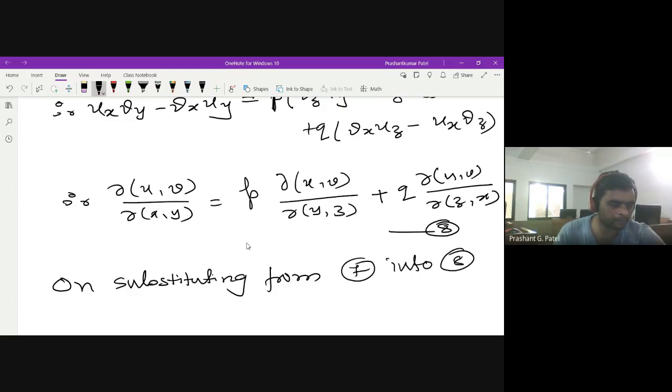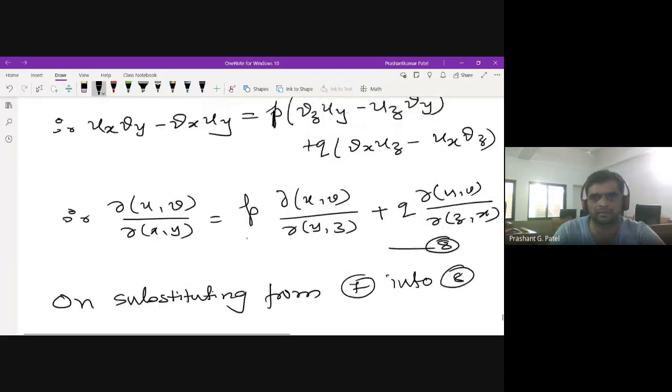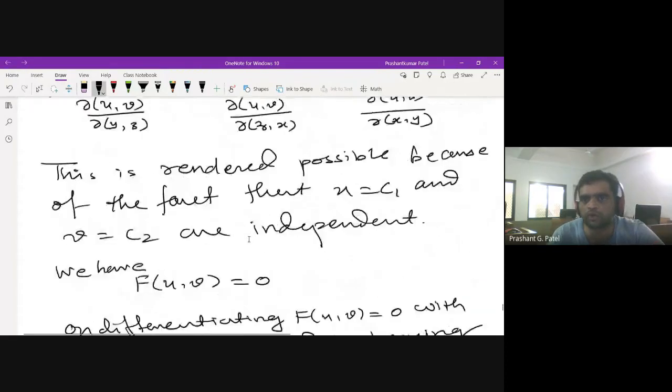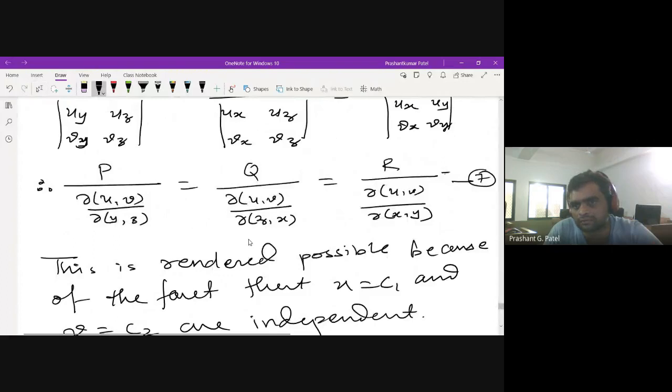if I say this is equal to some constant k, this is my rough work that I'm doing here. If this is some constant k, then what will be the value of p? It will give me k into del uv upon del yz. Q equal to k into del uv upon del zx and r equal to k into del uv upon del xy.